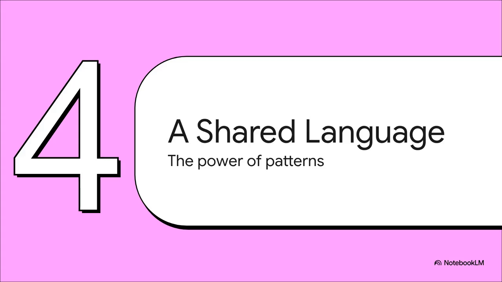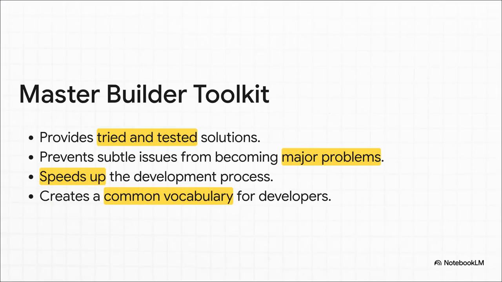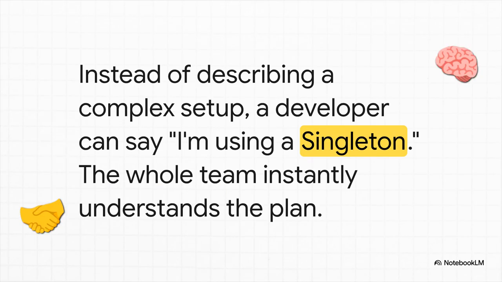Okay, so why did this idea totally take over the software world? Because it does way more than just solve technical problems. It solves human problems. For starters, using patterns gives you a whole toolkit of solutions that you know work. They help you dodge these subtle little traps that might not seem like a big deal at first, but can turn into massive headaches later on. And yeah, that obviously speeds things up a lot. But maybe the most powerful benefit of all is that it creates a shared language for developers. This is the real game changer.